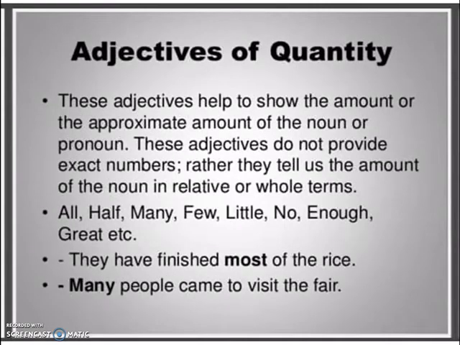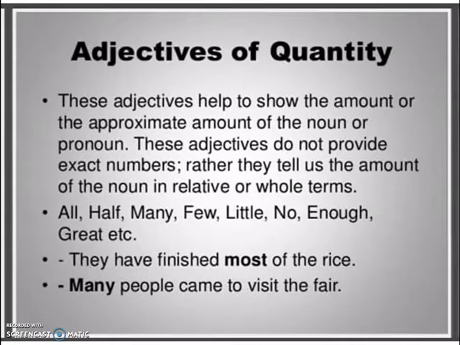Second kind, adjectives of quantity. These adjectives help to show the amount of or the approximate amount of the noun or pronoun. These adjectives do not provide exact numbers. Rather, they tell us the amount of the noun in relative or whole terms. For example, we have to use all, half, many, few, little, no.